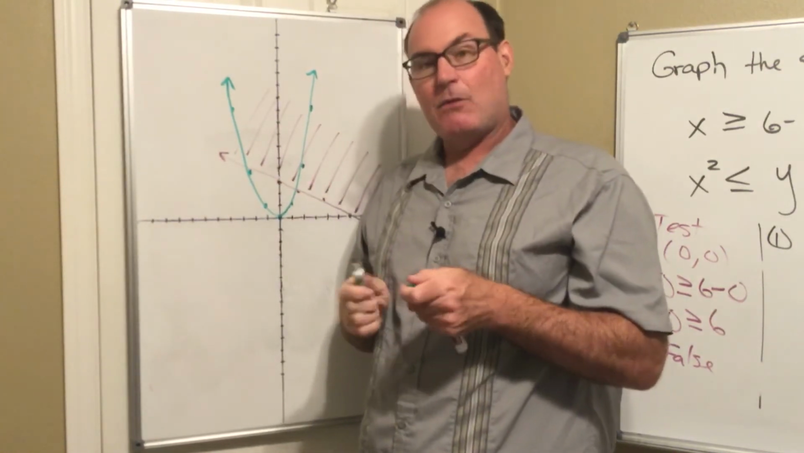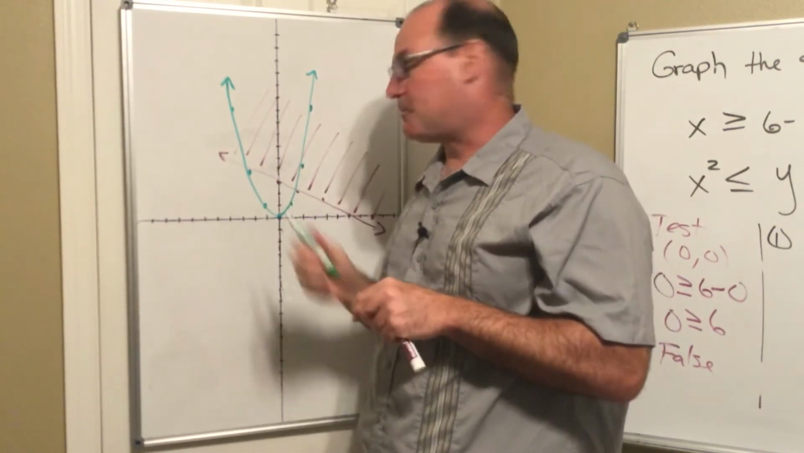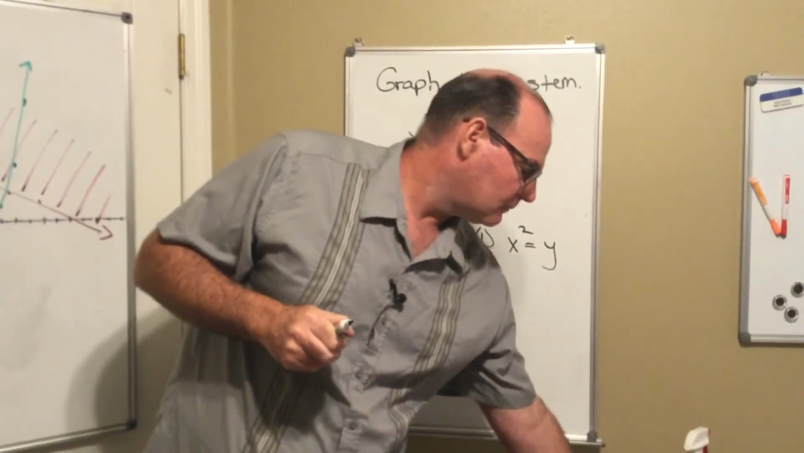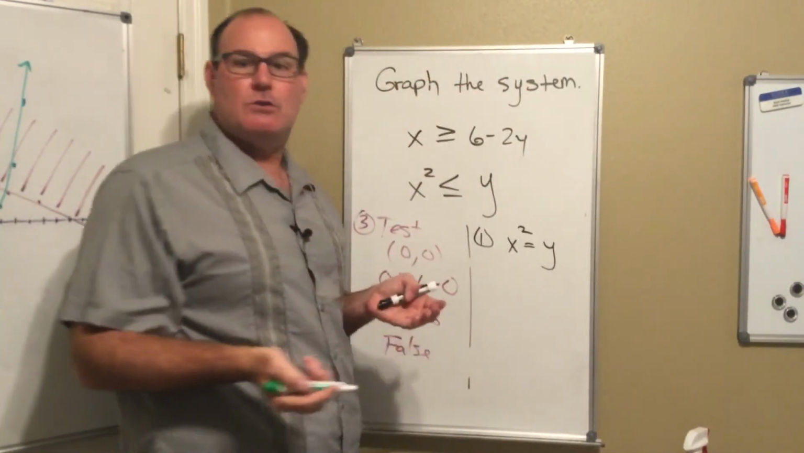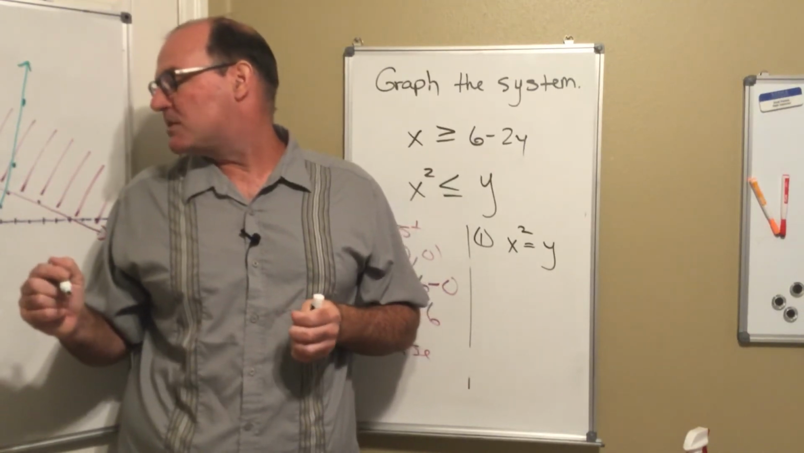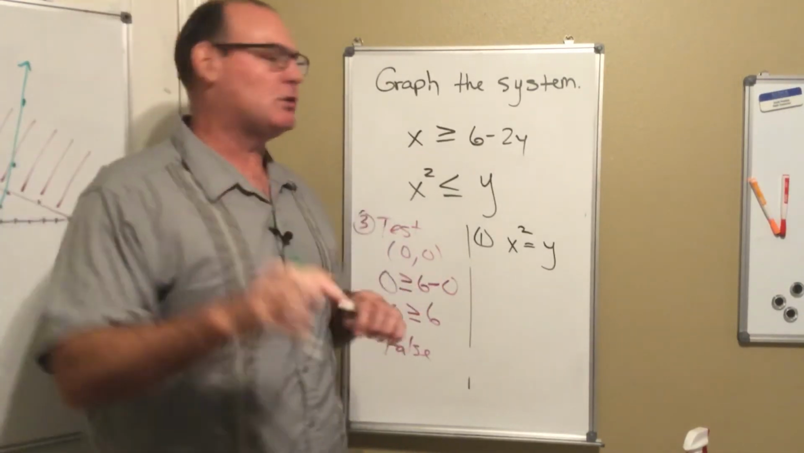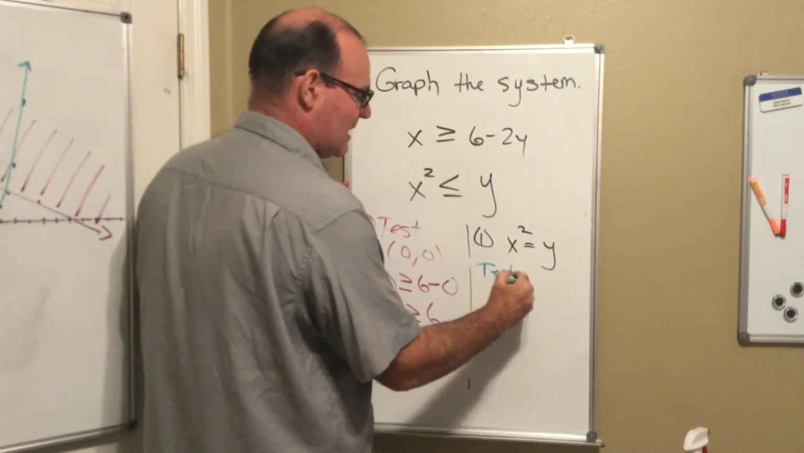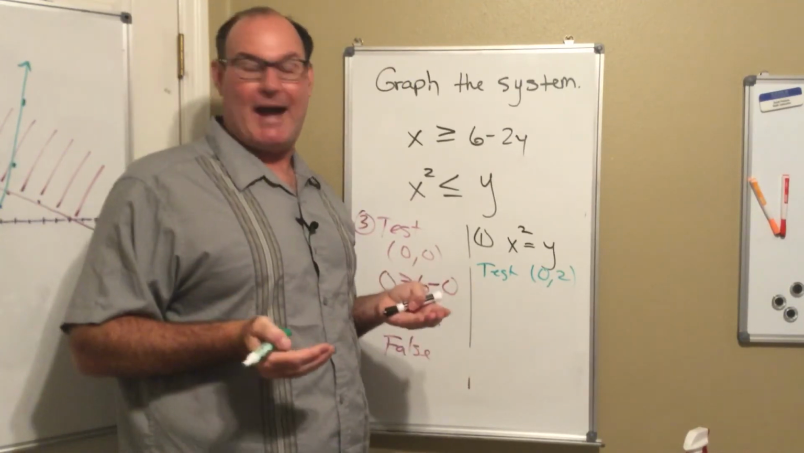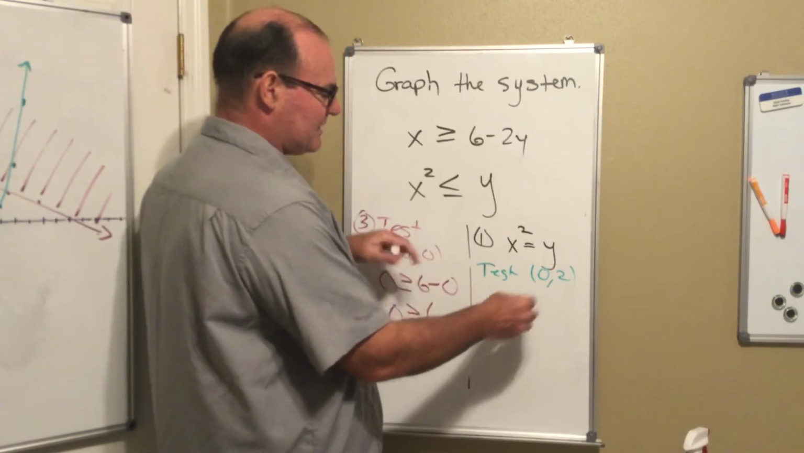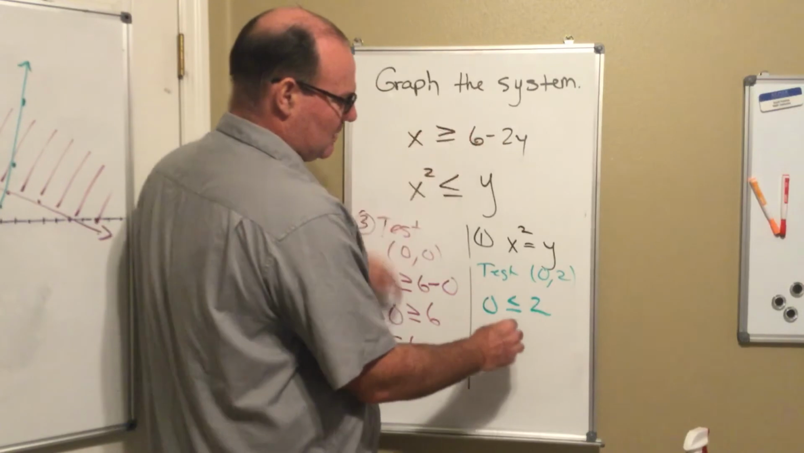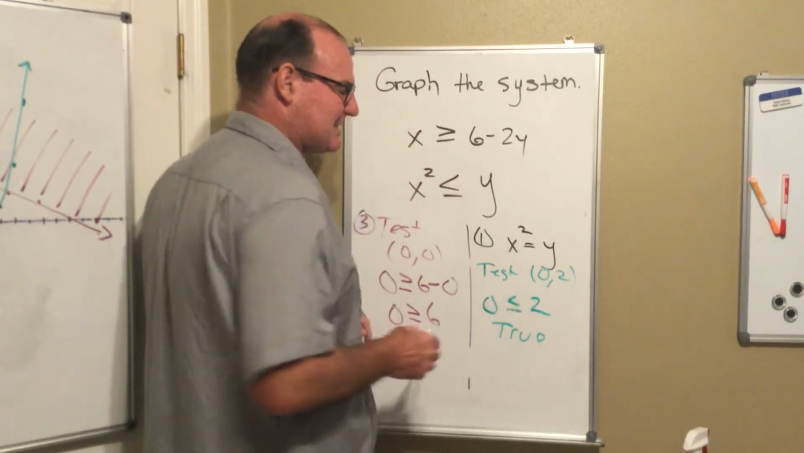Okay, so now the other thing that remains is I have to see where I'm going to shade with respect to the green graph. So I'm going to come back over here. Again, I can't use the test point 0, 0 this time because the graph goes through it. So I'm going to use the test point 0, 2. I'm going to go up 2 units on the y-axis. You can pick anything as long as it's not on the graph. So when I put 0, 2 in, 0 for x is 0, 2 for y is 2. This is a true statement: 0 is less than or equal to 2.